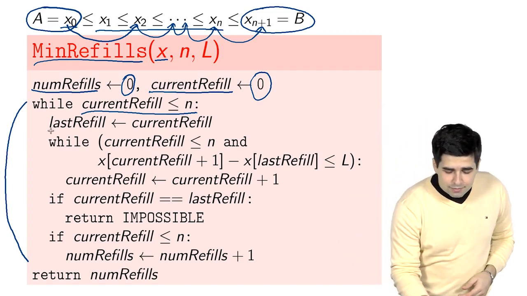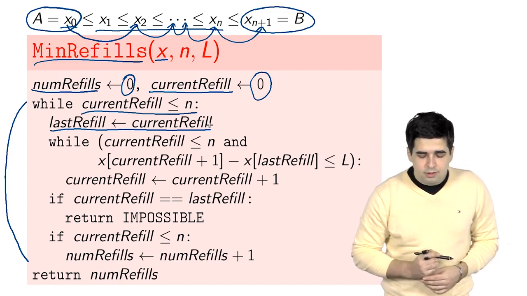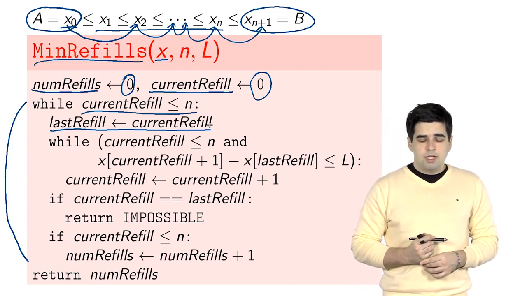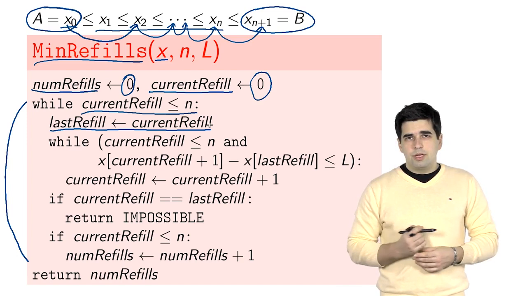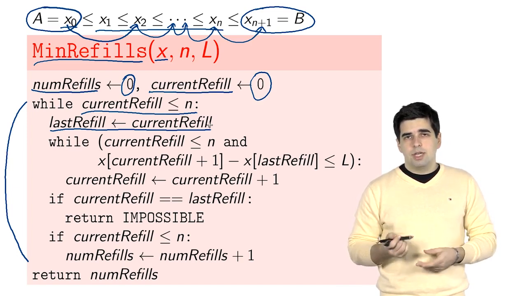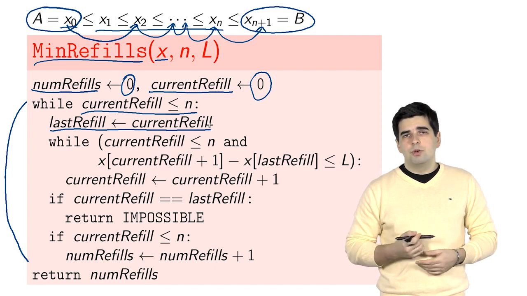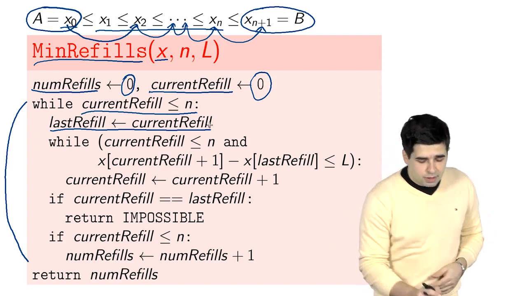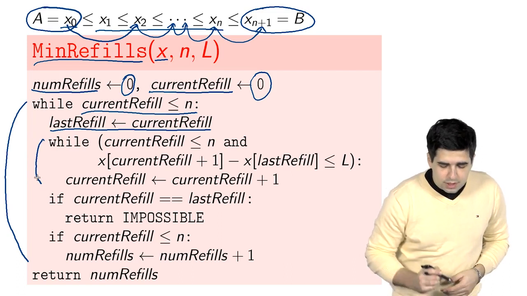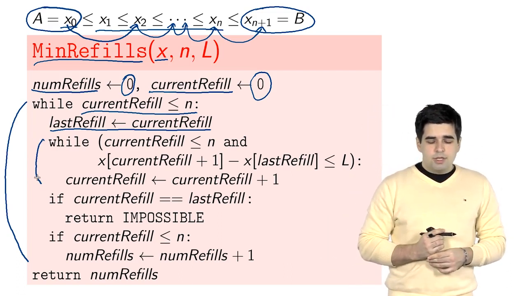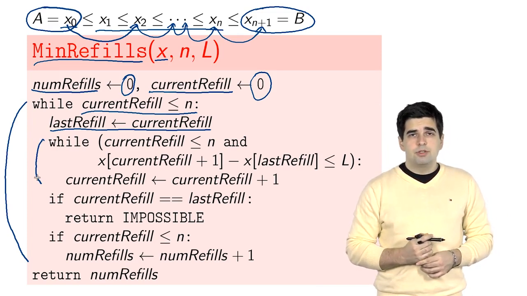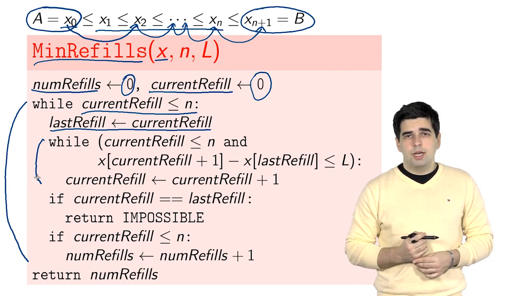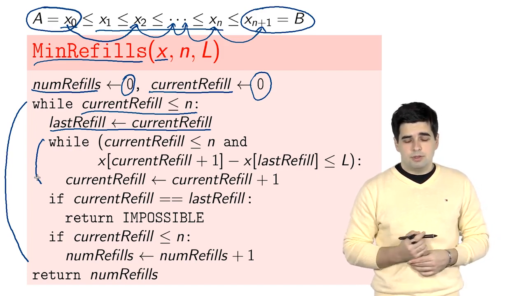And first we save our current position in the array x in the variable last refill. This means that we made our last refill in the position current refill. And now we need to go to the right from there and either get to destination B or get to the rightmost reachable gas station and refill there. And the next internal while loop does exactly that. It gradually increases our current refill position in the array x until it reaches the rightmost point in the array x, which is reachable from the last refill position.